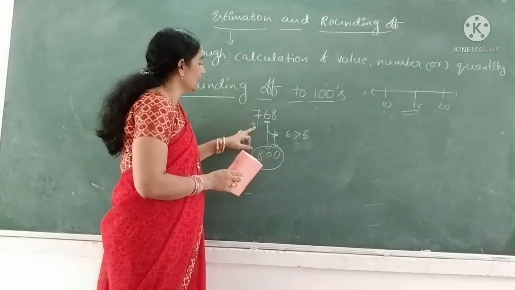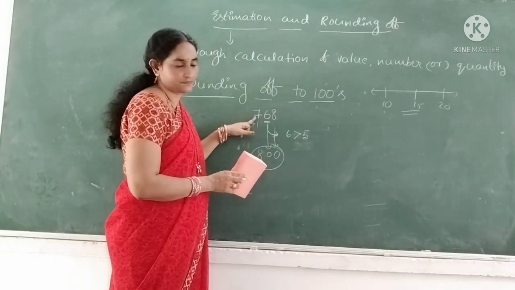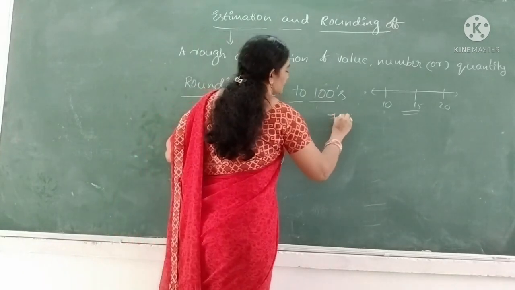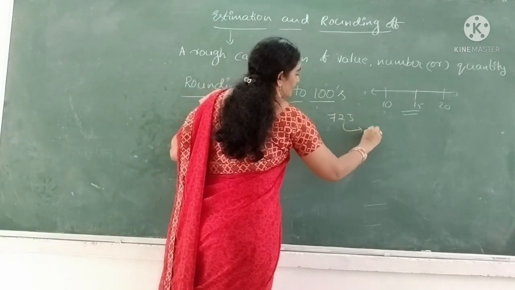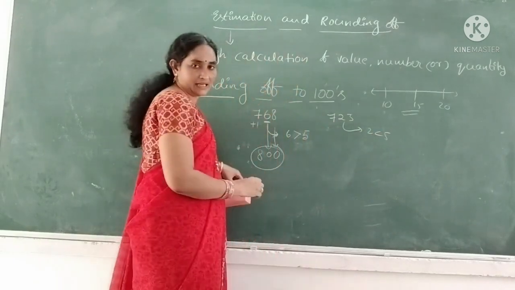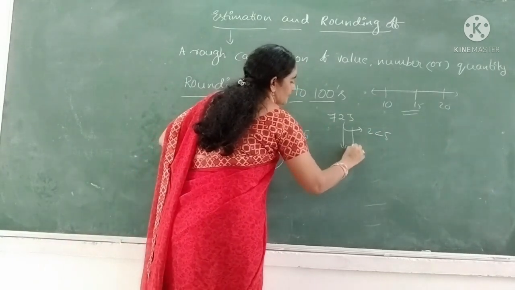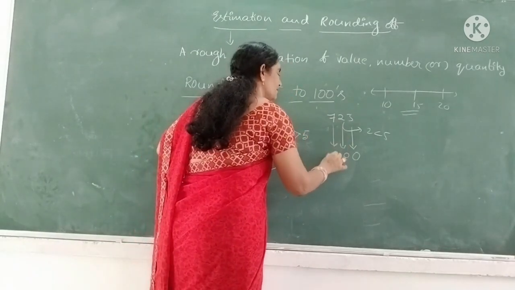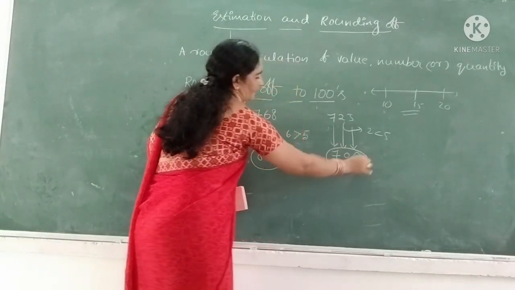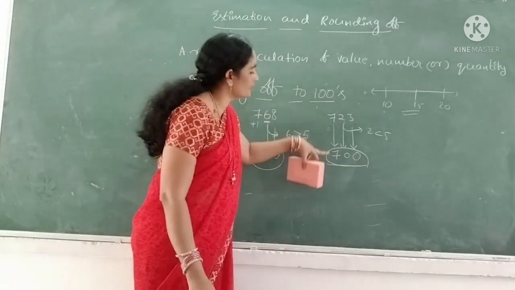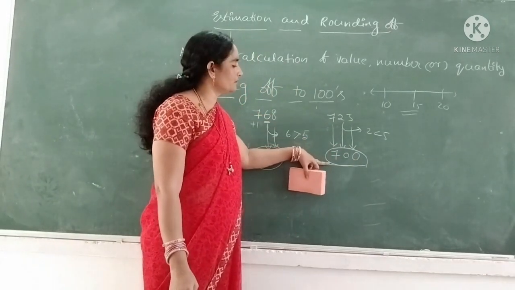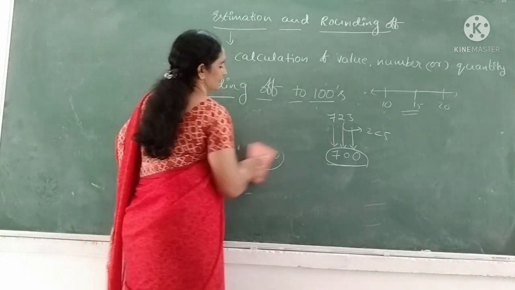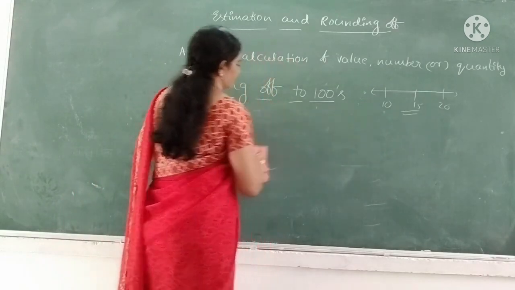So we add 1 to the 100 place where the 10th place is greater than 5. If the 10th place is less than 5, then we take the 10th place and 1st place as zeros, and the 100th place stays the same. So 723 is rounded off to 700. Now we take a 4 digit number.